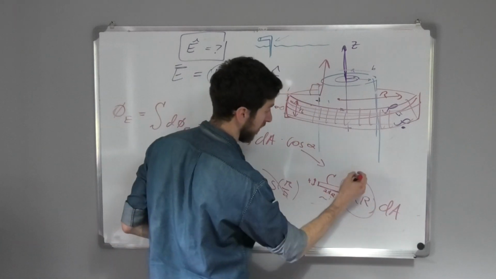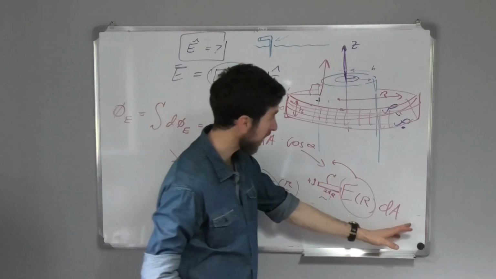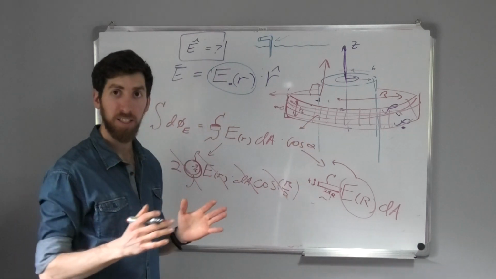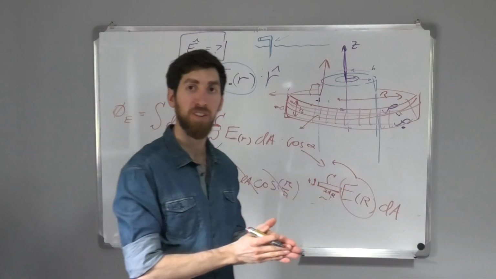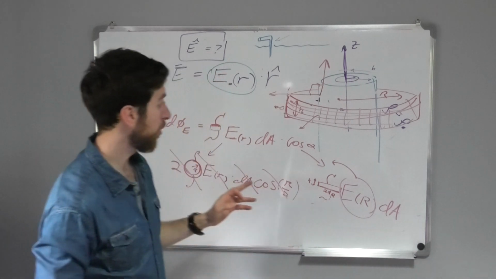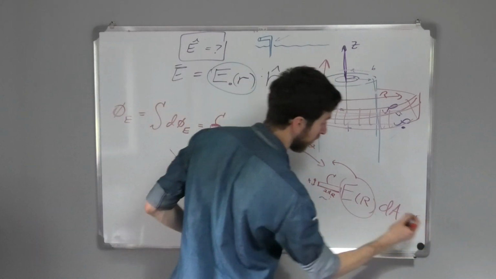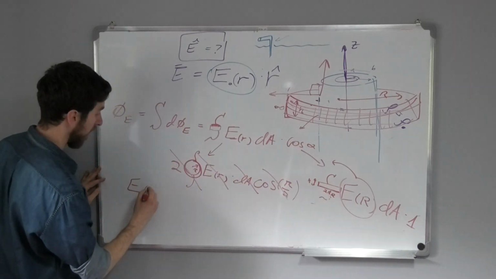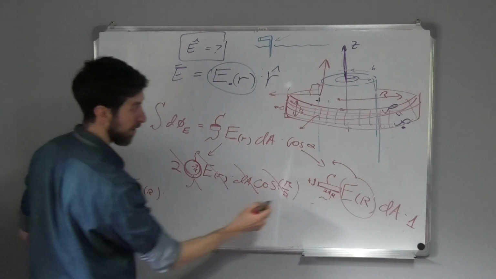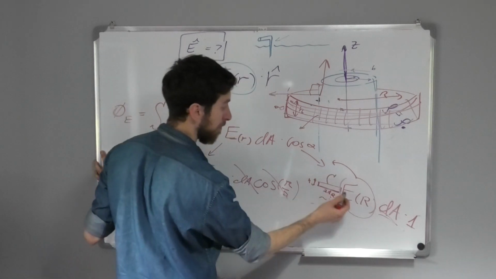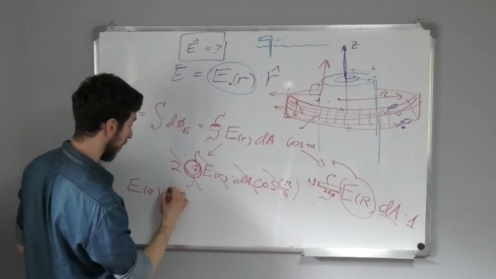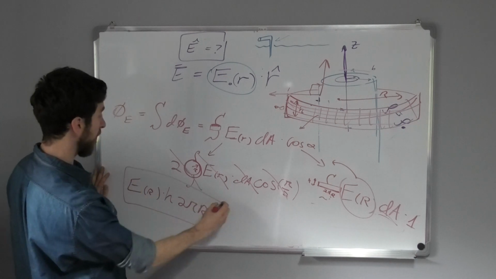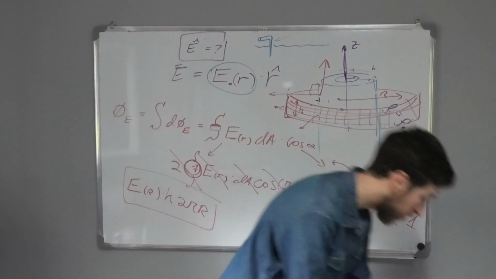So if this is a constant, I can take it out. I have cosines, but I want you to notice that the dA here is always in the same direction as the electric field. It's also in the radial coordinate. So the cosine is equal to 1, so I'm just going to put 1 here. I can take E(r) outside of the integral, multiplied by the integral of the small dA that makes this rectangle, which we already said is 2 pi r times h. And we found the flux. This is the flux. Perfect, good job.